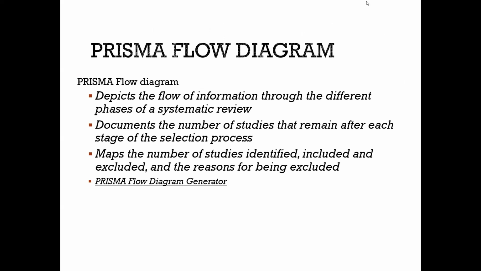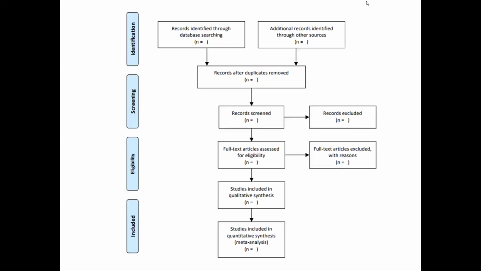So, PRISMA flow chart generators. This is what I mentioned previously. Like I told you, this many studies will go, this many studies will go. It means you have to report everything. You can't just say it verbally; there should be counts. So, records identified through database searching. You will find thousands of articles. Then how much did it go down to.